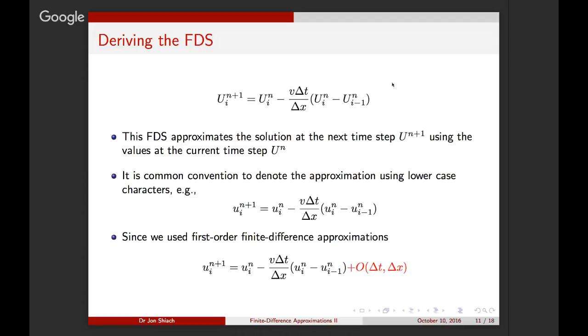This is only an approximation of u. So big U was my solution. Remember, we're only ever approximating the solution. So it's common notation to use a lowercase character to denote the approximation. And since we use first order finite differences, our solution is going to be first order in time and first order in space. If I use a second order finite difference in space, it would be first order in time, but second order in space. So there'll be a 2 superscript after that.